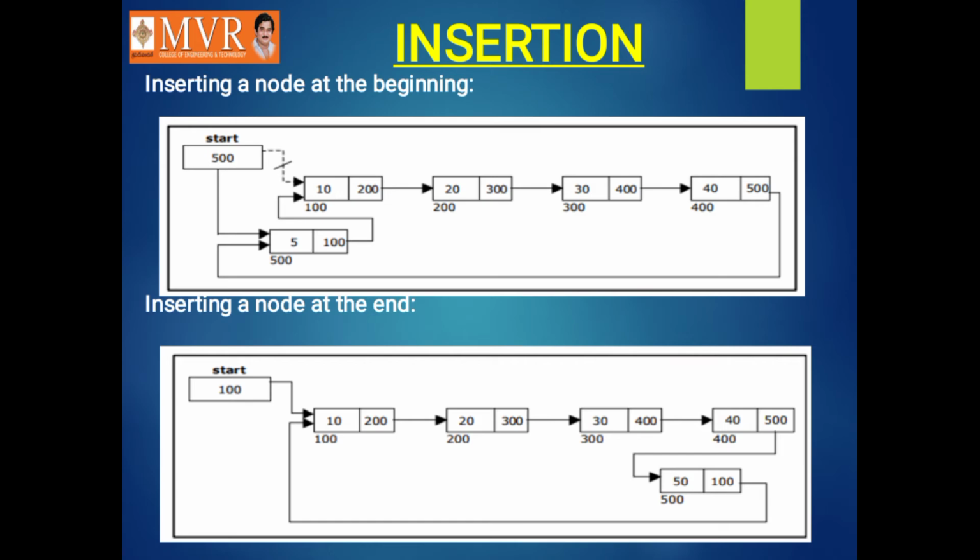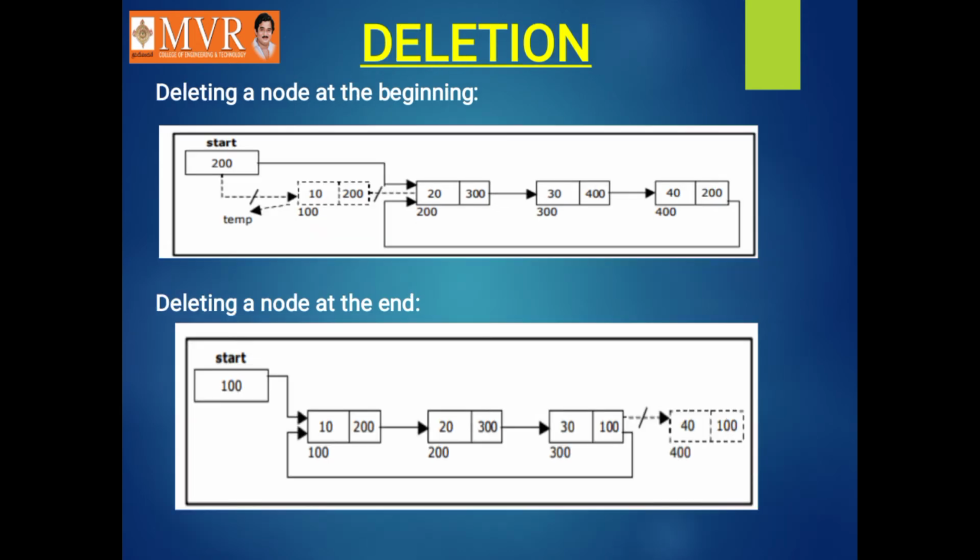So insertion at the end means after the last node, that is before the header node, we will insert the new node. This is related to the insertion at the end of a circular single linked list. Now coming to the deletion.